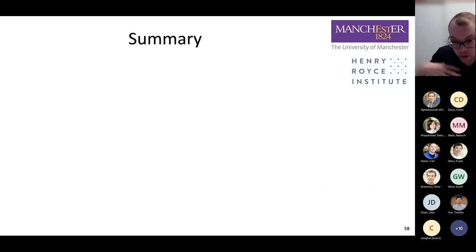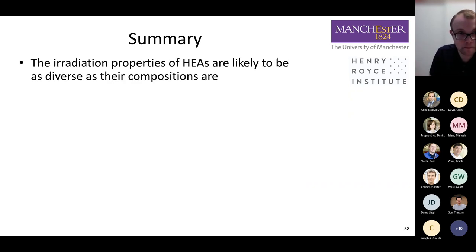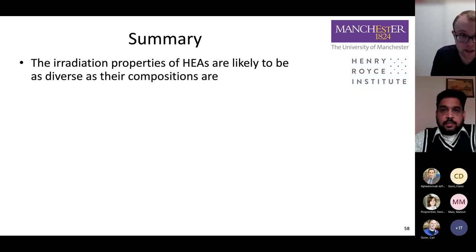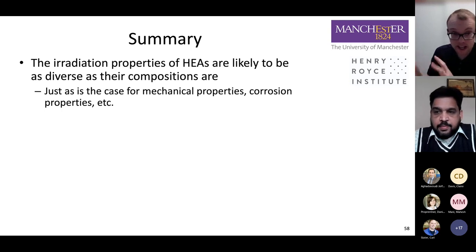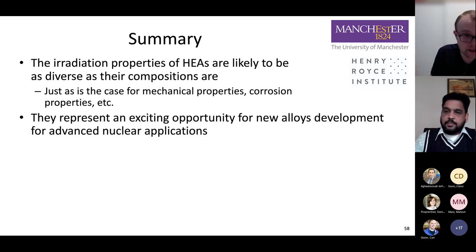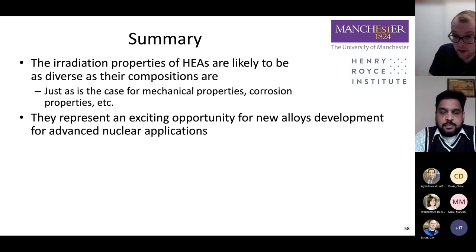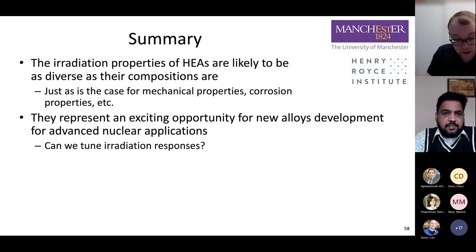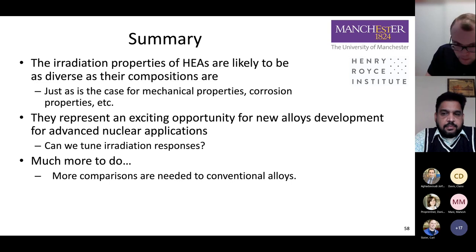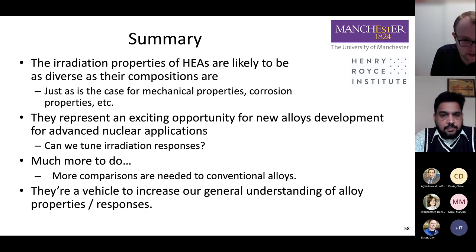In summary then, I've talked a little bit about high-entropy alloys in general to begin with. I then talked about the fact that irradiation properties of high-entropy alloys are likely to be as diverse as their compositions are, just as is the case for mechanical properties, corrosion properties, etc. They still, however, represent an exciting opportunity for new alloy development for advanced nuclear applications. So, for instance, can we use that compositional freedom to tune irradiation responses? Possibly. There's still a lot more to do. Many more comparisons are needed to conventional alloys, for instance.